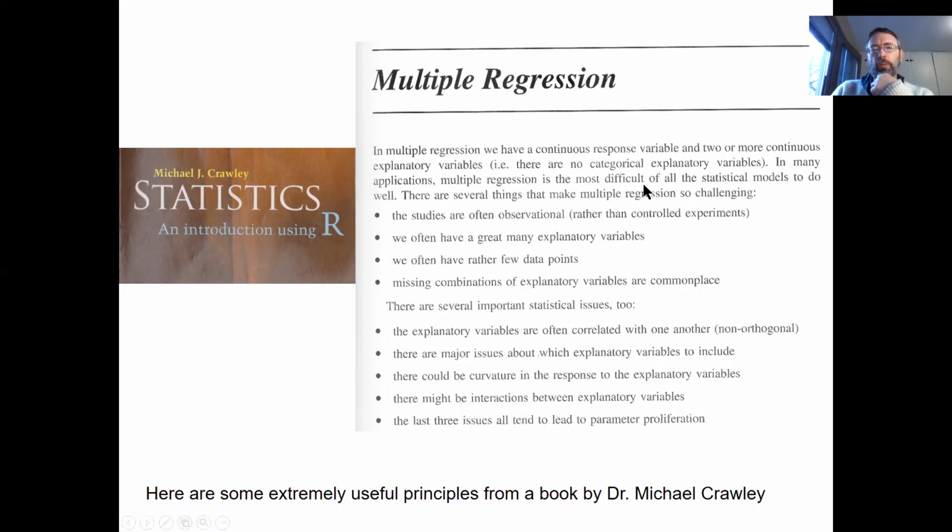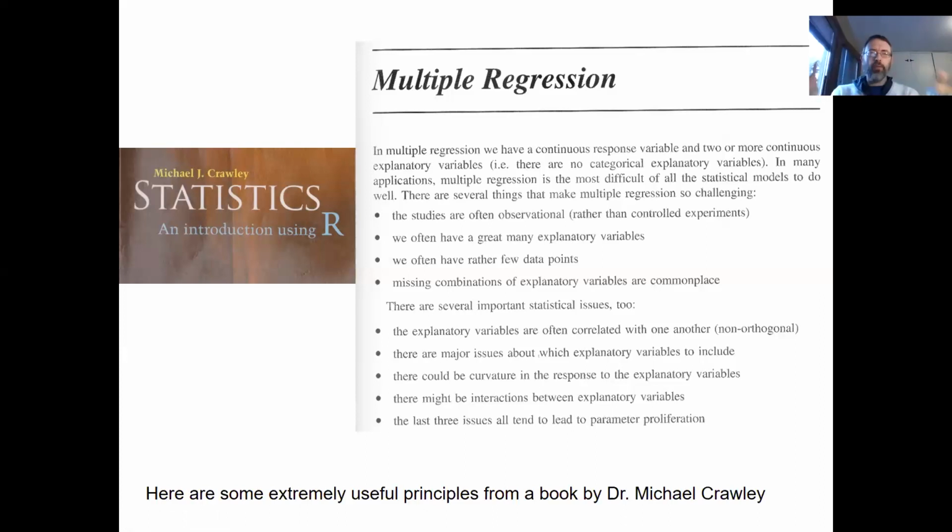So multiple regression is the most difficult of all statistical models to do well, if that makes sense. We often have a great many explanatory variables, and they're often observational rather than controlled. We sometimes have few data points. This is a sample size issue, and so on. There are major issues about which to include. There could be curvature in this. There might be interactions, and we can end up with a lot of parameters in our model. Parameter proliferation is what he calls it.